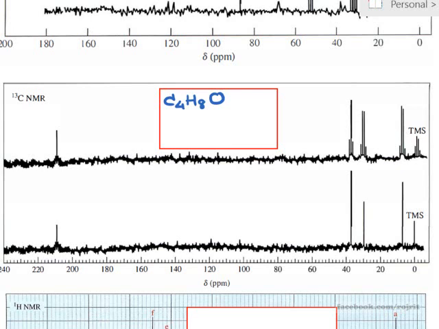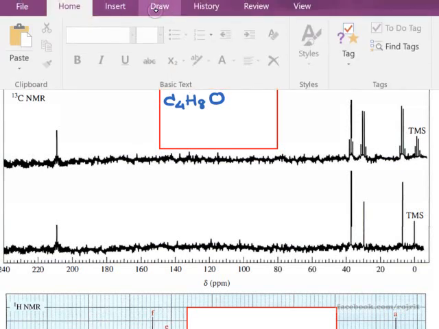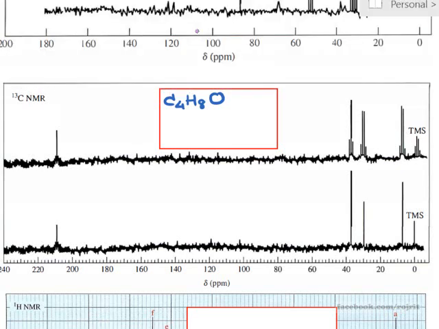This is some exercise for carbon-13 NMR. So first of all, again, C4H8O. What we have to do at the very beginning is to find the DBE, and the DBE for this case is equal to 1, right? Because we have 4 carbon and 8 hydrogen. So DBE equal to 1 can be a ring or a double bond.